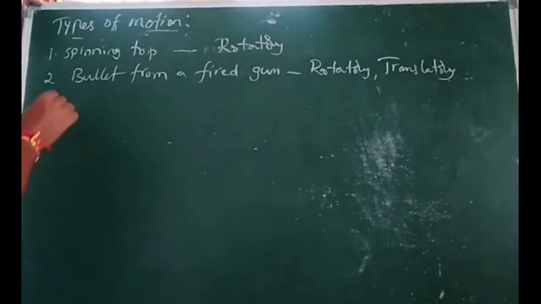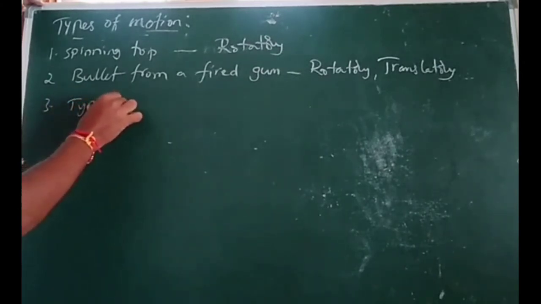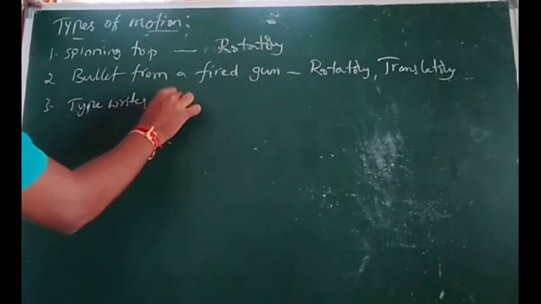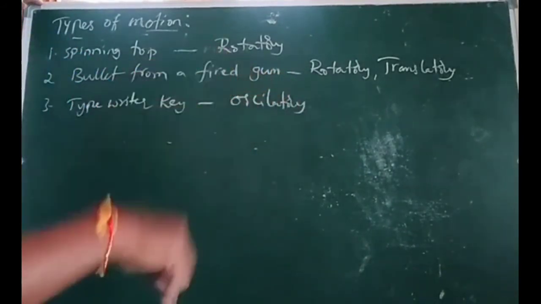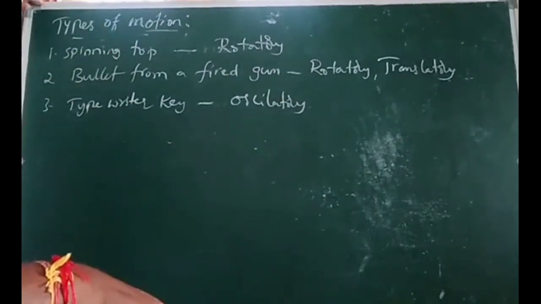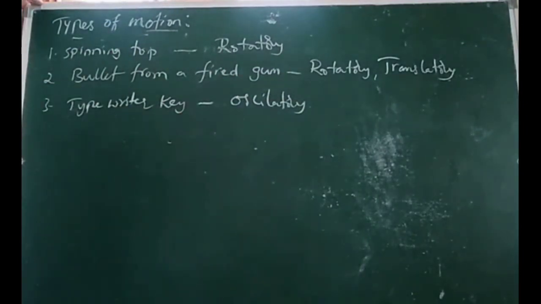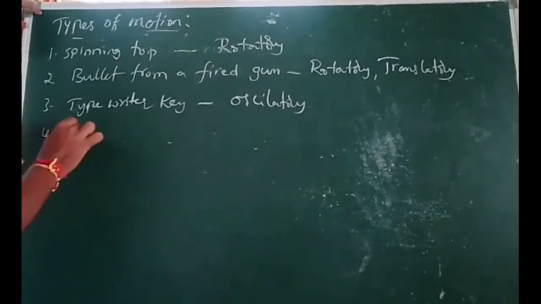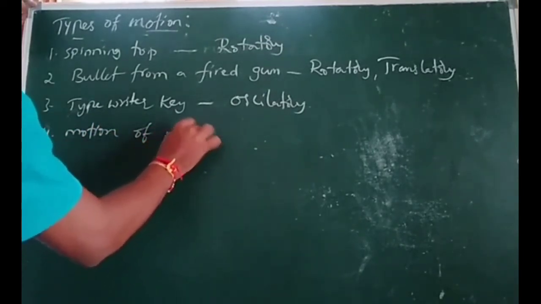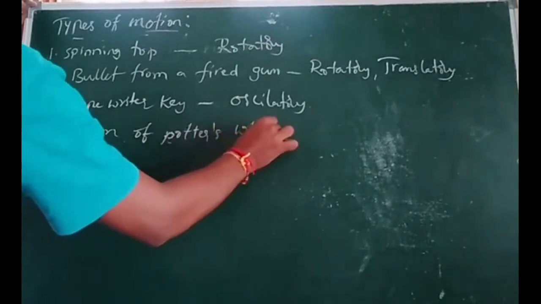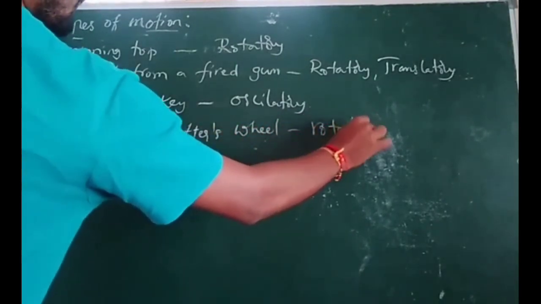Next, typewriter key. It is oscillatory, to and fro. When you press it, it moves in a particular direction, and when you release it, it comes back to its original position. It is also called vibratory. Motion of a potter's wheel is obviously rotatory motion.